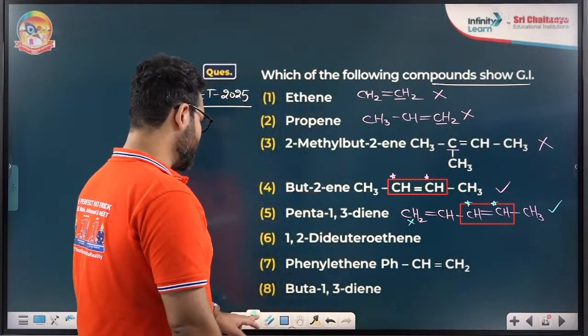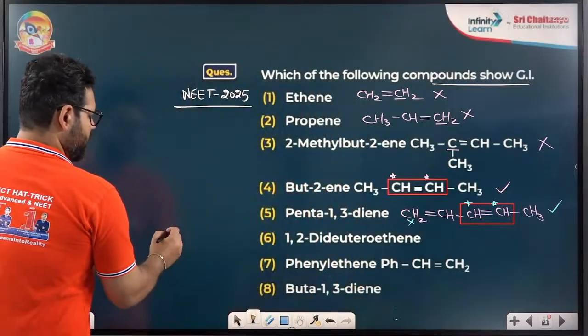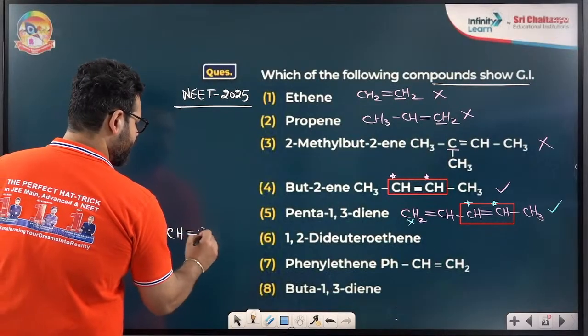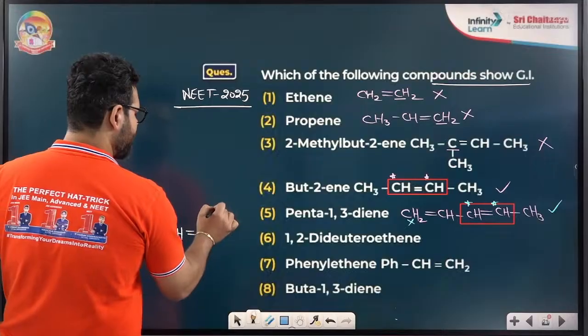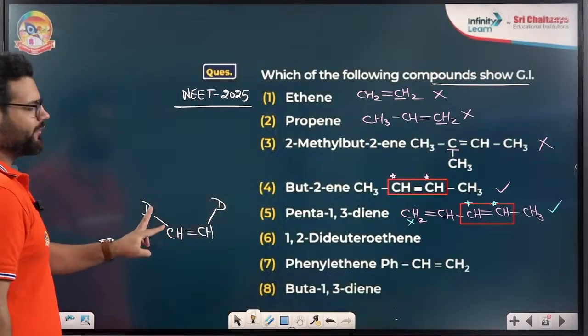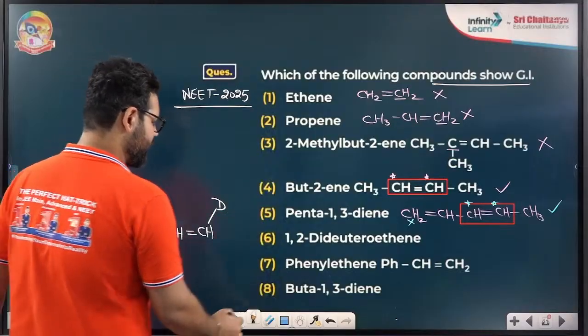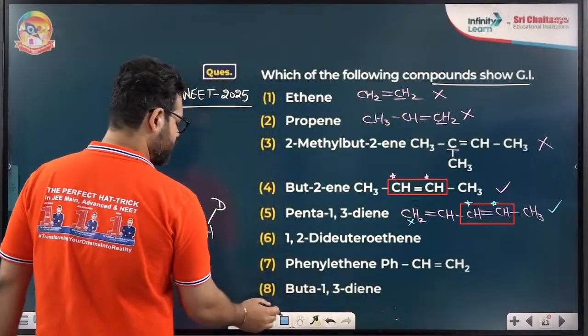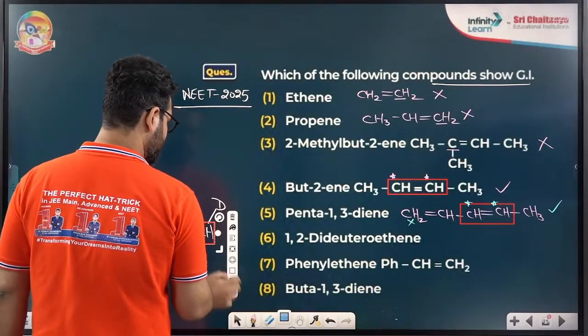1,2-dideuterioethene. Deuterio means deuterium is attached. So yes, it will also show. This is ethene, but now I have kept one deuterium here and one deuterium here. So now these are two different atoms. Hydrogen is different, deuterium is different. So yes, this will also start showing stereoisomerism now. GI it will show.